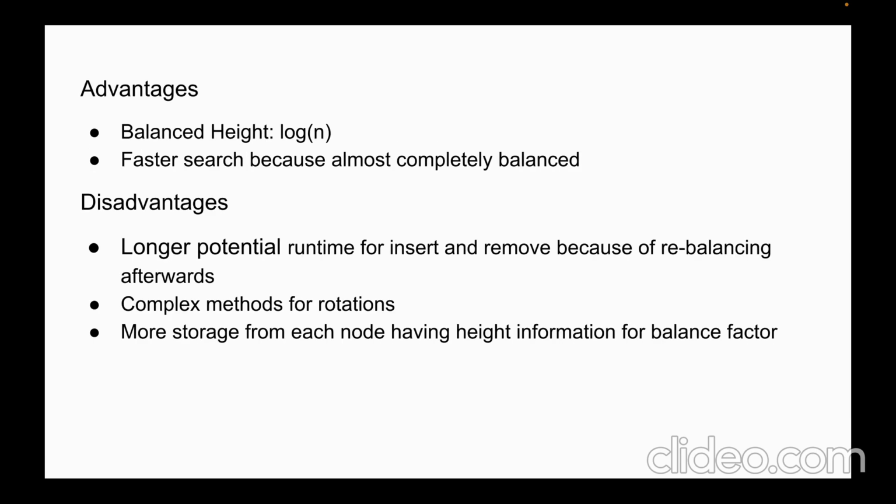Now we'll talk about some pros and cons of the AVL trees. Some advantages are that it has a balanced height, which is log of n, and it has faster search because it's almost completely balanced, with its balance factors being -1, 0, or +1. Some of the disadvantages of the AVL trees are a longer potential runtime for insert and remove functions because of rebalancing rotations afterwards, and it does have some complex methods for rotations as well.